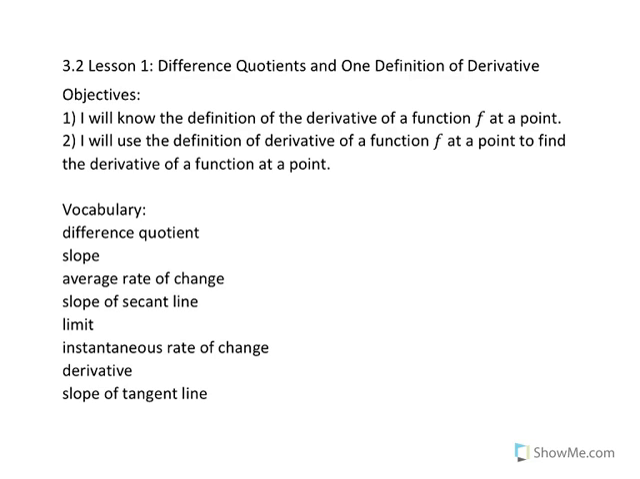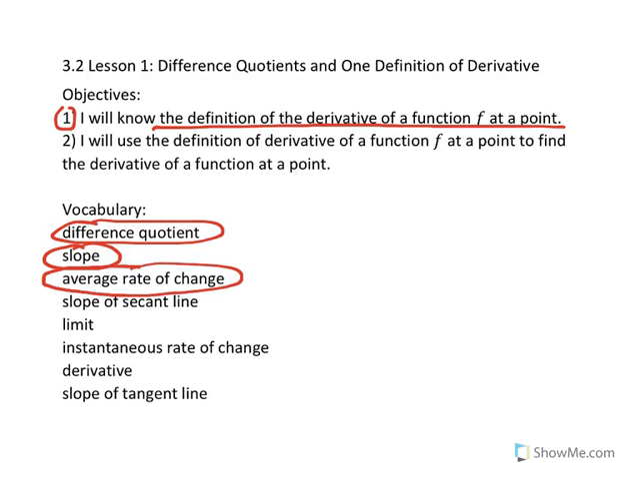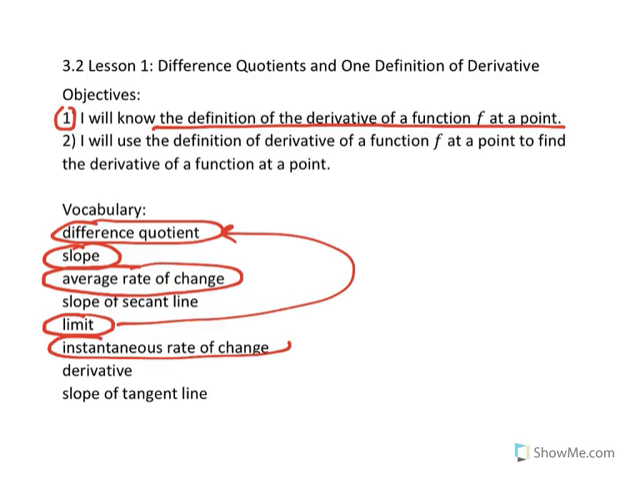So let's review what we've done so far. We have looked at the definition of the derivative of a function f at a point. In that definition, we saw a difference quotient, which gives us the slope of a secant line. In the context of a word problem, it would give an average rate of change. And when we took the limit of that average rate of change, when we took the limit of that difference quotient, it gave us the instantaneous rate of change at a particular value of time, which we also call the derivative. And graphically, that derivative gives us the slope of a tangent line.